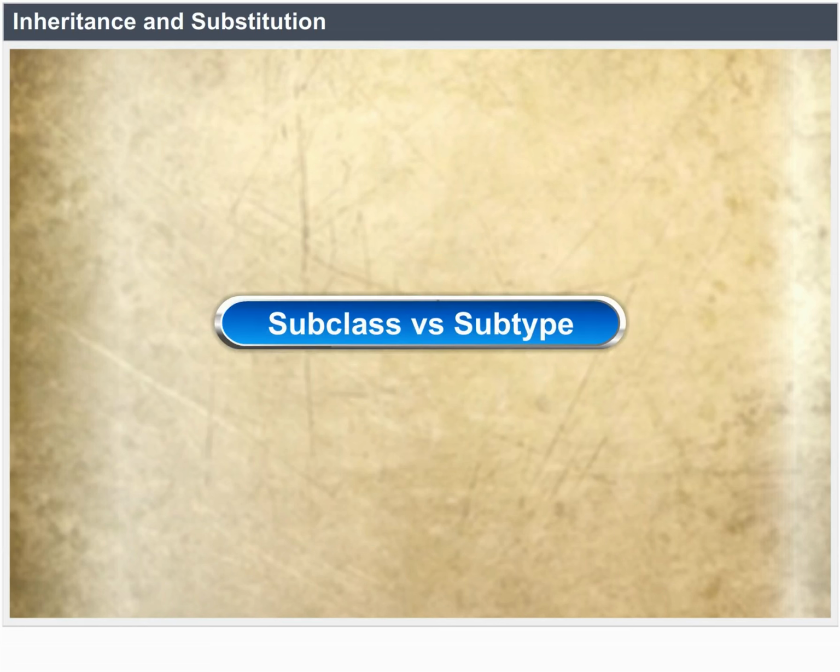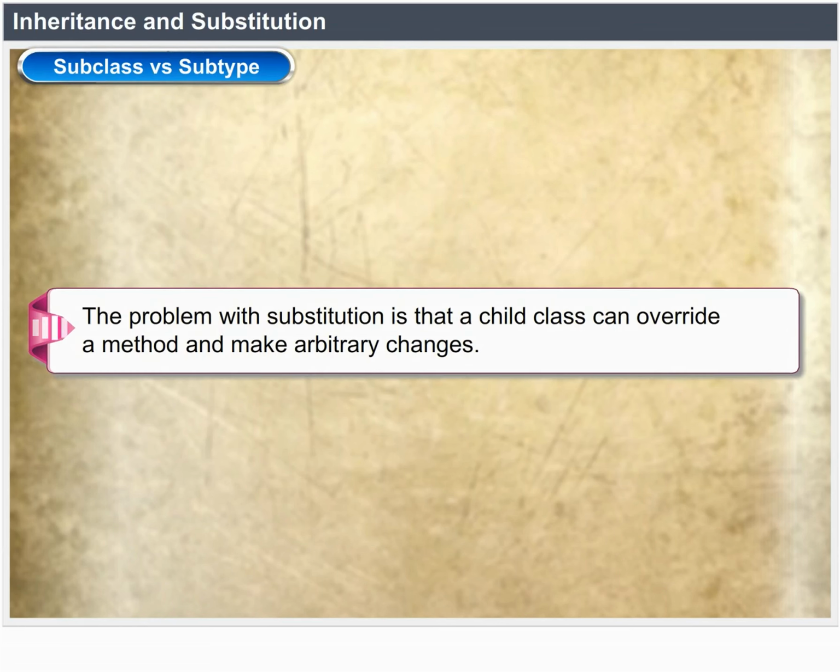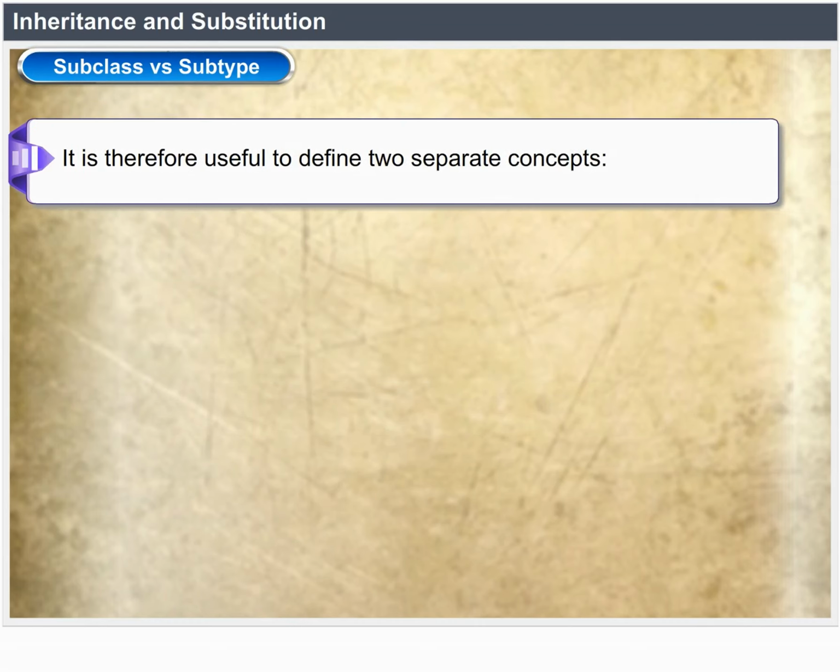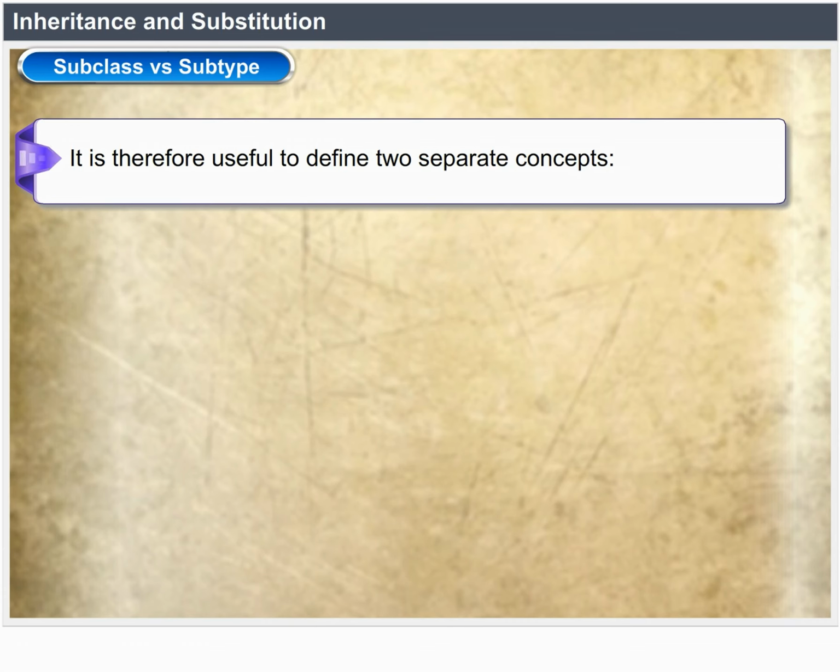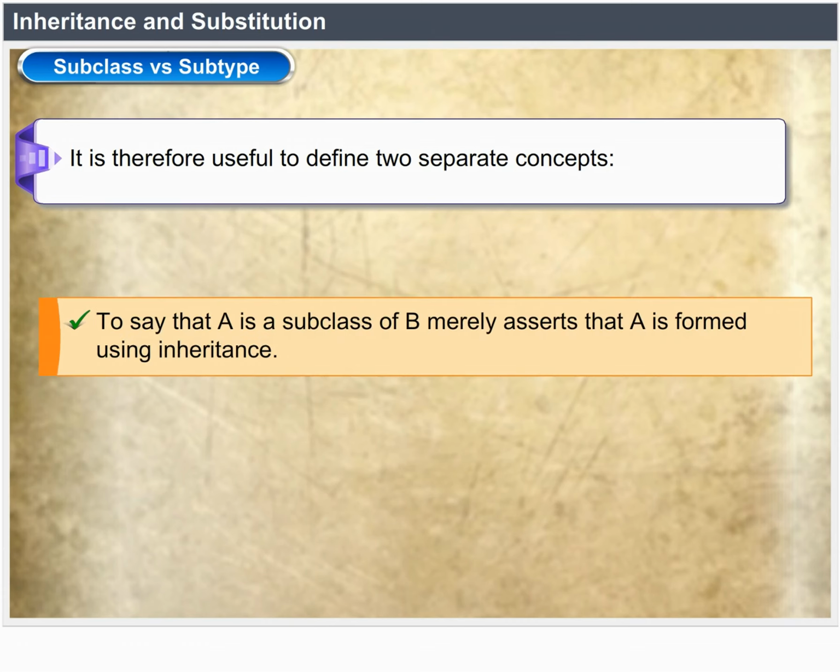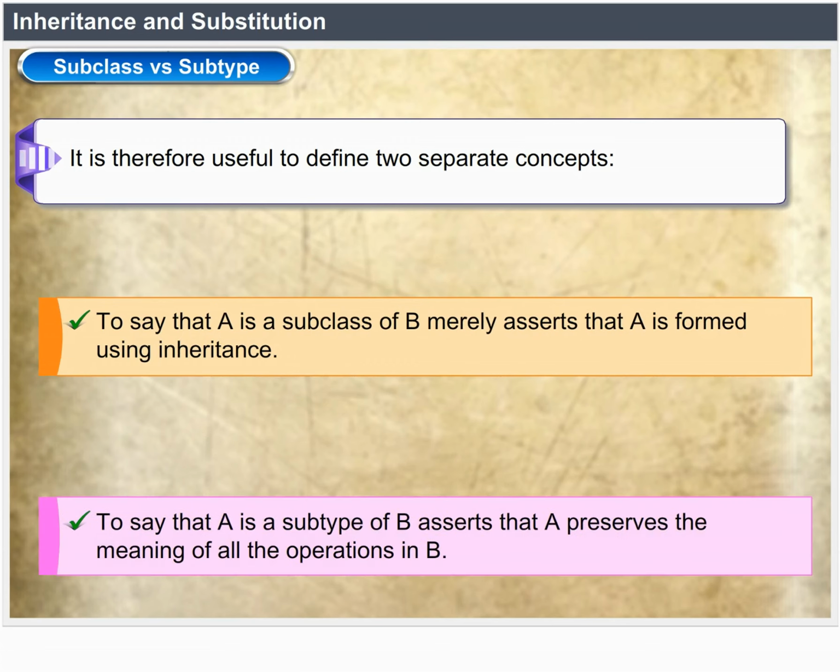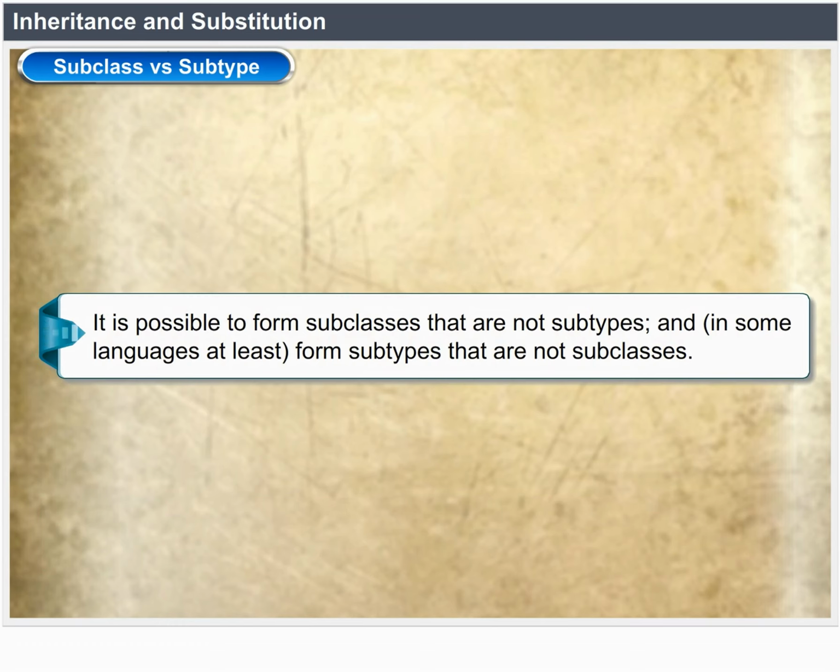Subclass versus subtype. The problem with substitution is that a child class can override a method and make arbitrary changes. It is therefore useful to define two separate concepts. To say that A is a subclass of B merely asserts that A is formed using inheritance. To say that A is a subtype of B asserts that A preserves the meaning of all the operations in B. It is possible to form subclasses that are not subtypes and to form subtypes that are not subclasses.